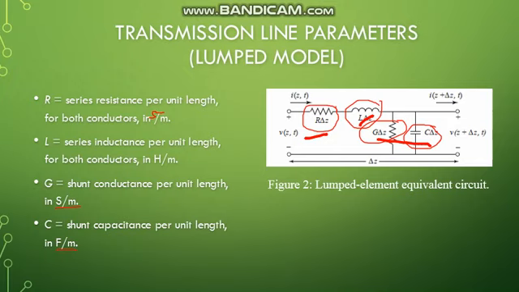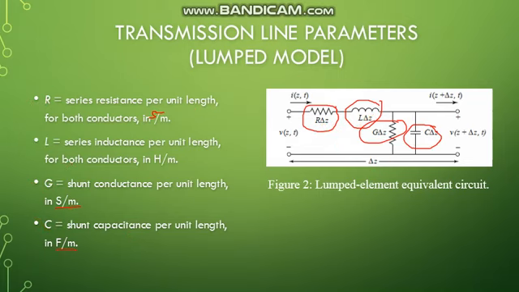So here R is the series resistance per unit length. Both are per unit length, so it is known as the lumped model or distributed parameter, because delta z, a very small amount of z propagation, has been taken into account. L is the series inductance per unit length for both conductors, and G is the shunt conductance, that means it is in parallel. C is the shunt capacitance per unit length, and G is in Siemens per meter, and C is in farad per meter.